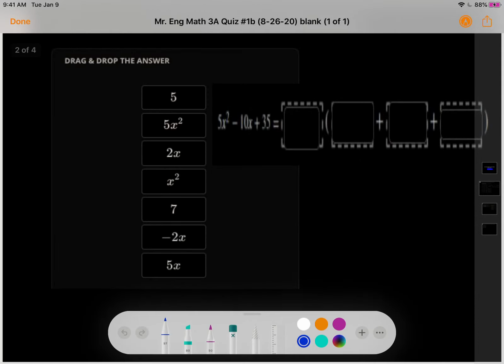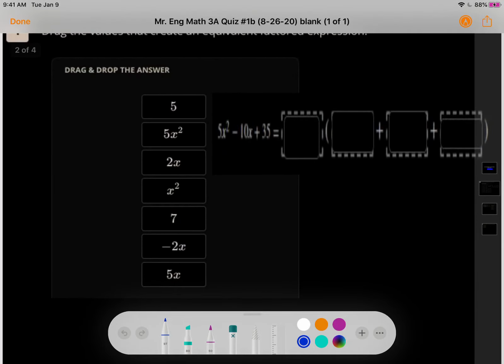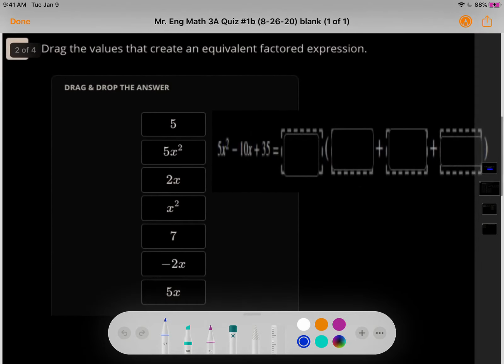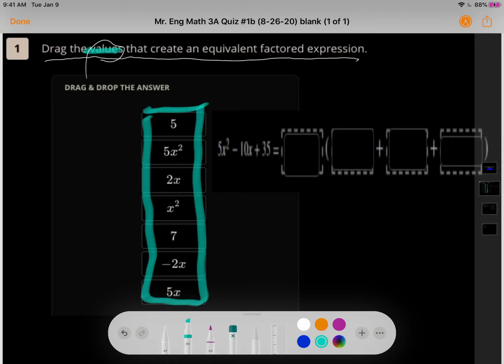All right, so this one says drag and drop. It's not fair, we can't see all the questions, but there it is. Drag the values that create an equivalent factored expression. These values are all right here. These are our multiple choice, and it's telling us equivalent factored expression.